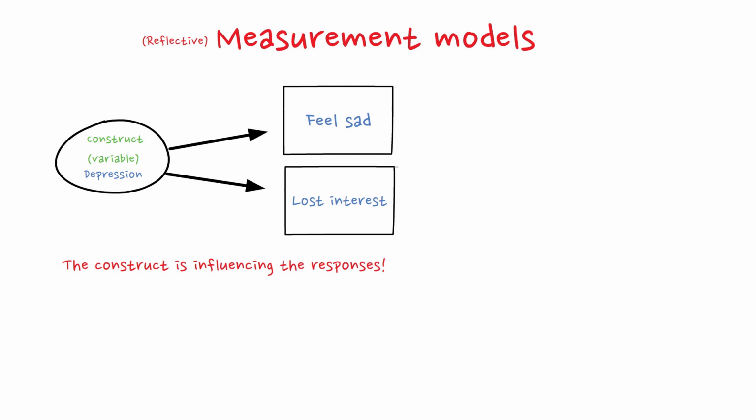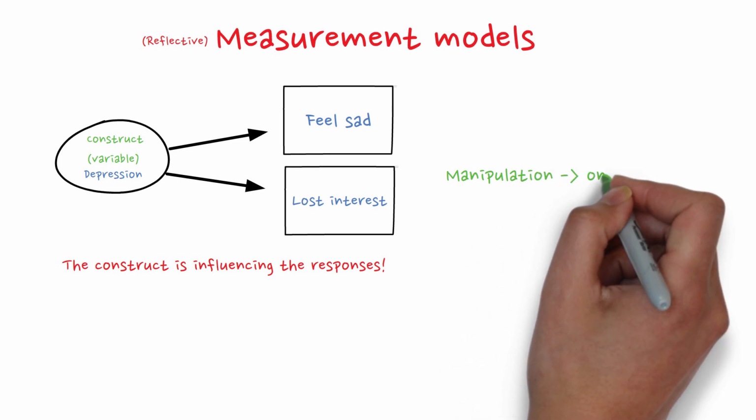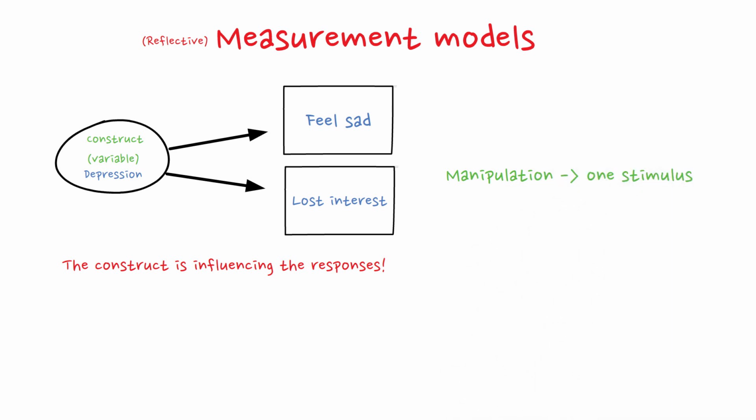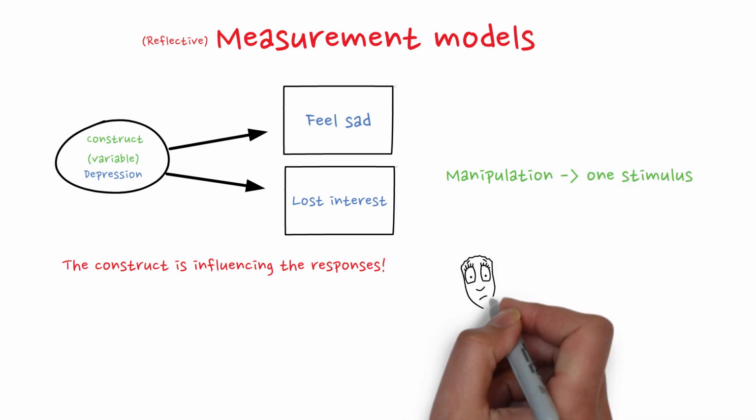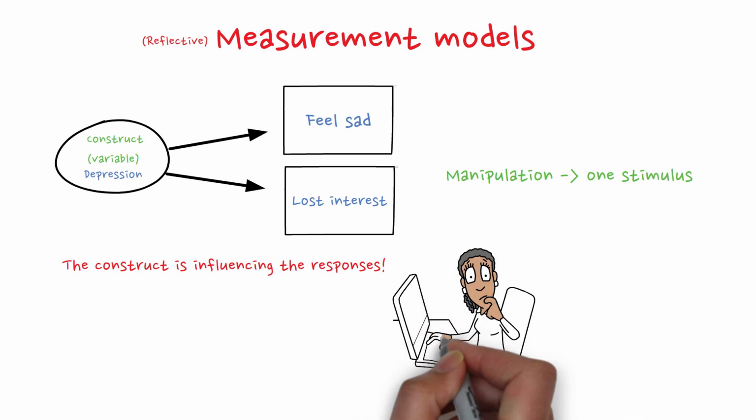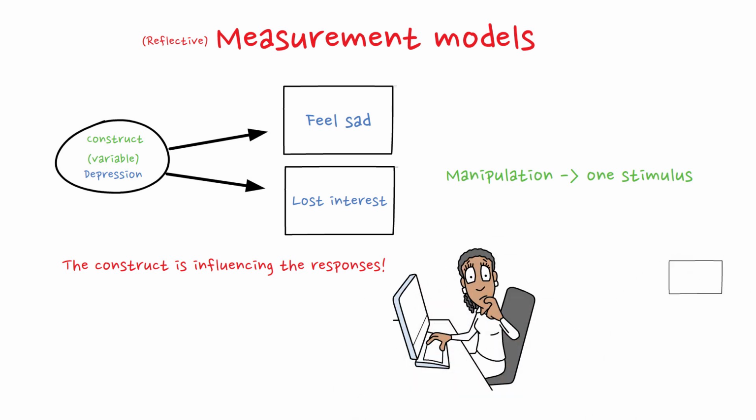Now, what about manipulations? Measurement models are usually made for instruments since they often use several items. Manipulations, on the other hand, often involve just one stimulus. For example, showing a participant a sad video. In a measurement model, that would mean only one rectangle since there's just one stimulus.